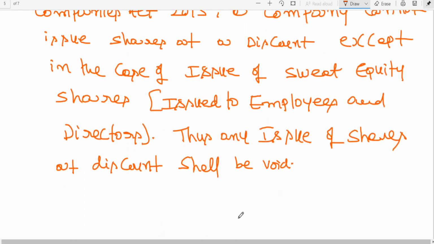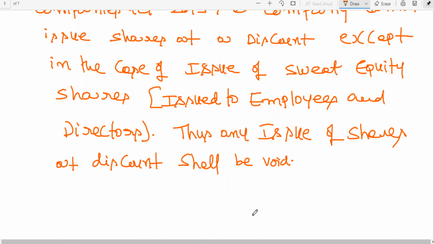Then just let me explain briefly today's class. Issue of shares at premium. Issue of shares at premium means a company can go for issue of shares at a price which is more than face value. Suppose 100 rupees is the share value. You may be issuing shares at a price more than face value, meaning a 100 rupee share will be issued at 10 rupees extra. 100 plus 10, 110.